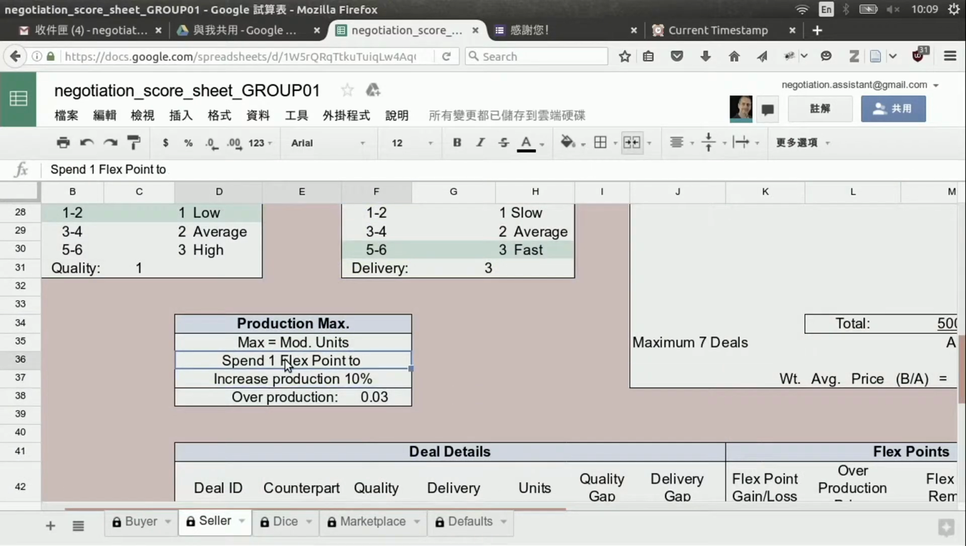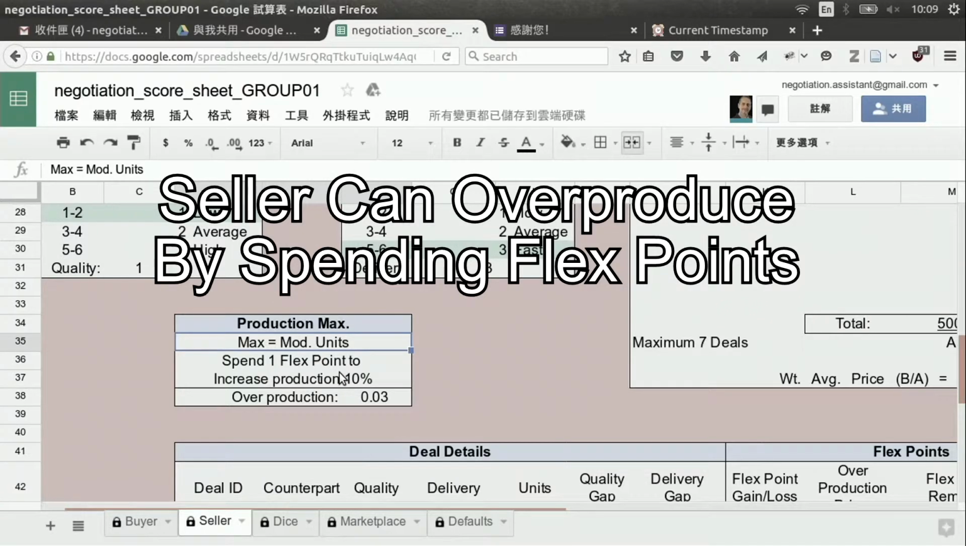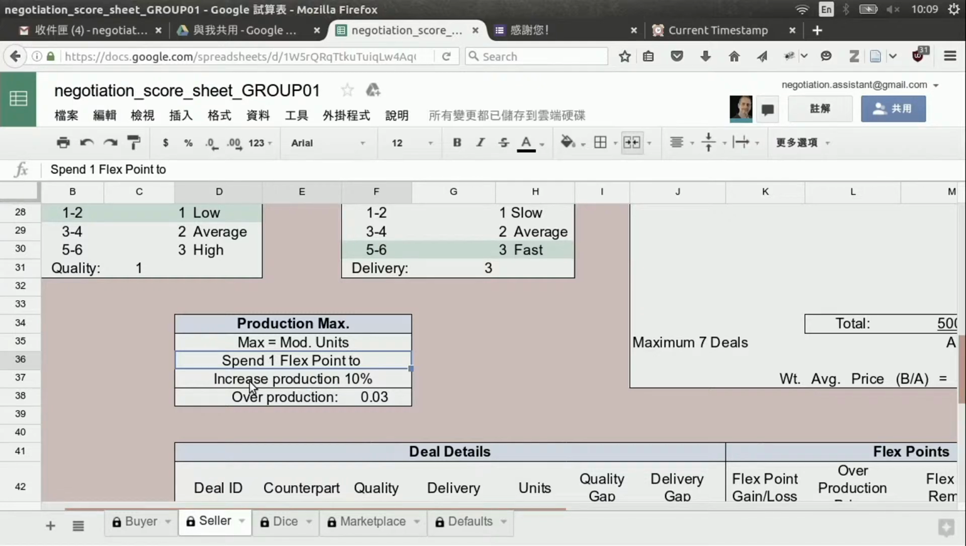There we go. What if you want to produce more? Let's say you find a buyer and the buyer is giving you a really good deal. You have a great opportunity, or maybe you want to help a buyer because you have a good relationship or whatever. So you want to overproduce. Can you overproduce? Well, no, you cannot unless you spend something. And what do you spend? You spend flex points. So how does this work? For every 10% over your maximum production, which is your mod units, you must spend a flex point. So 1 flex point to increase production 10%.